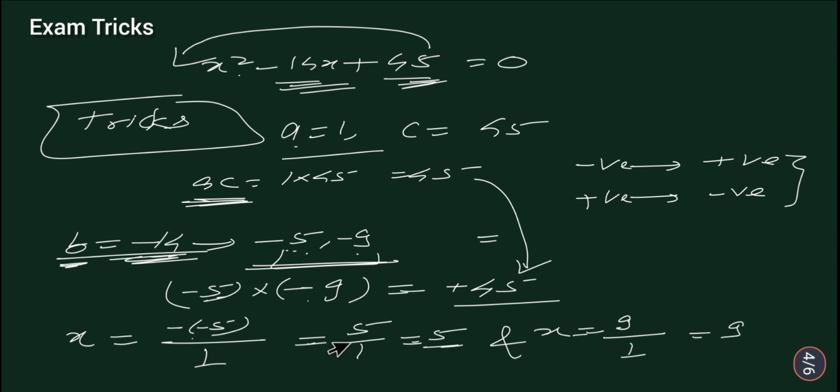So in this case, with the help of this trick, we find the value of x is equal to 5 and 9. We don't apply the formula method, just apply this trick and we will get the answer in just a few seconds, right? So I'm giving you an example to solve with the help of this trick.